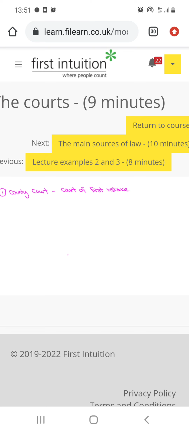It's the first place we go to if we have a problem between individuals in a civil case. It's a small claims court, usually up to £10,000. And the benefits of this one is that it is relatively quick, it's more informal, and it's often cheaper.